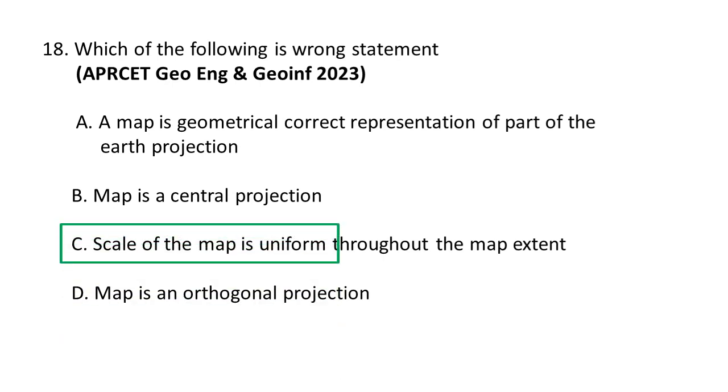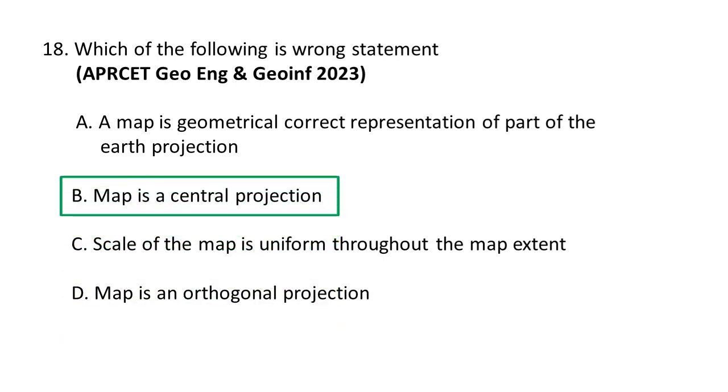So the wrong statement is that a map is a central projection, because the map is a geometrically correct representation of part of that projection, that is correct, and also the scale of the map is uniform throughout the map's extent, and the map is an orthogonal projection. All these are correct, whereas B is the wrong statement. So that's why B is the correct option.